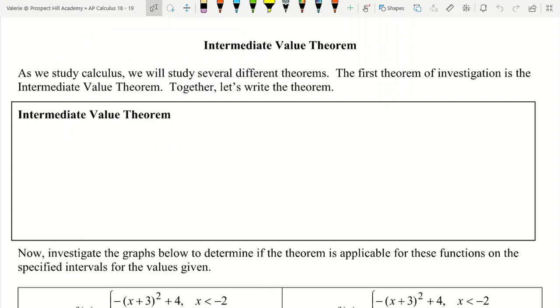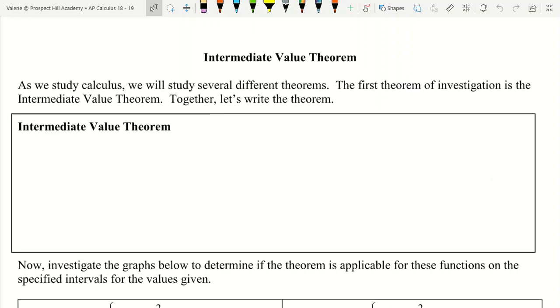Video number 6 of Unit 1, titled Intermediate Value Theorem. As we study calculus, we will study several different theorems. The first theorem of investigation is the intermediate value theorem. Intermediate meaning between.